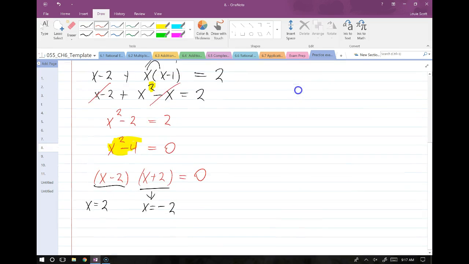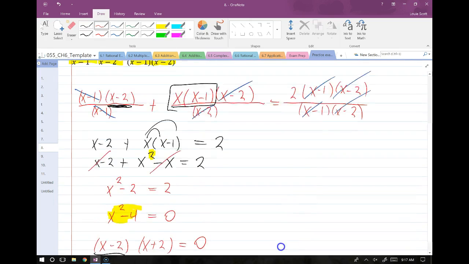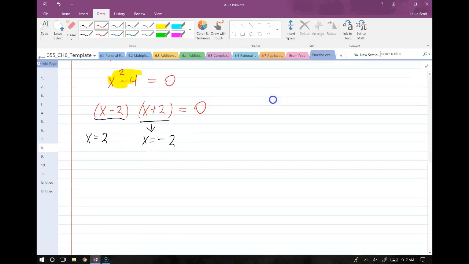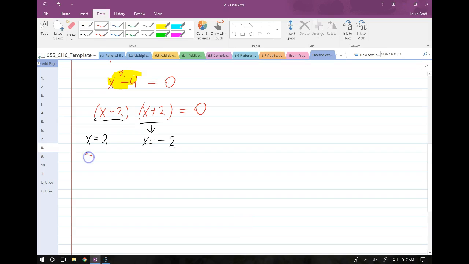Now I go back down to my solutions. Aha. I have a restriction that x cannot equal positive 2. So that is not a solution, which means x equals negative 2 is my only solution for this particular problem.